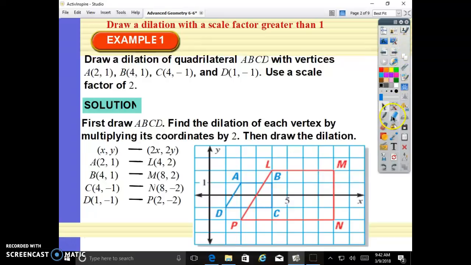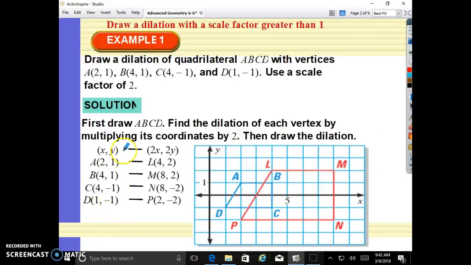So in this example, these are our initial points. These are our pre-image points. Our image points are the coordinates after a dilation with a scale factor of 2. So we take our x and y coordinates and multiply both of them by 2. If we have A at (2, 1), 2 times 2 is 4, and 1 times 2 is 2. So our image of A is (4, 2).